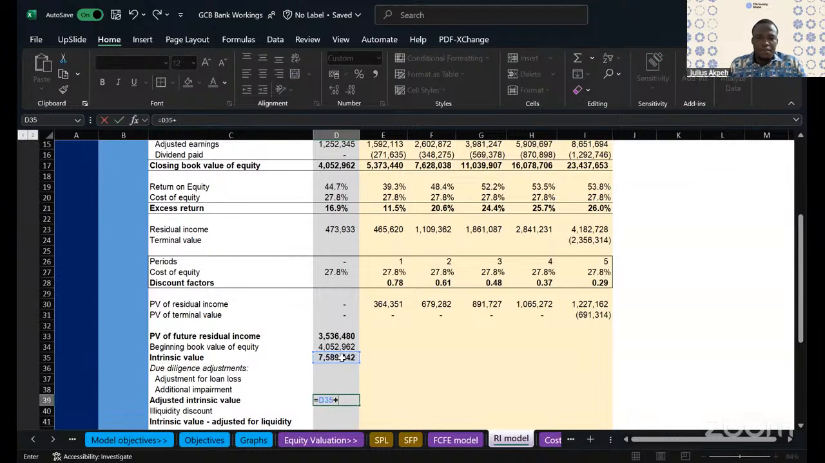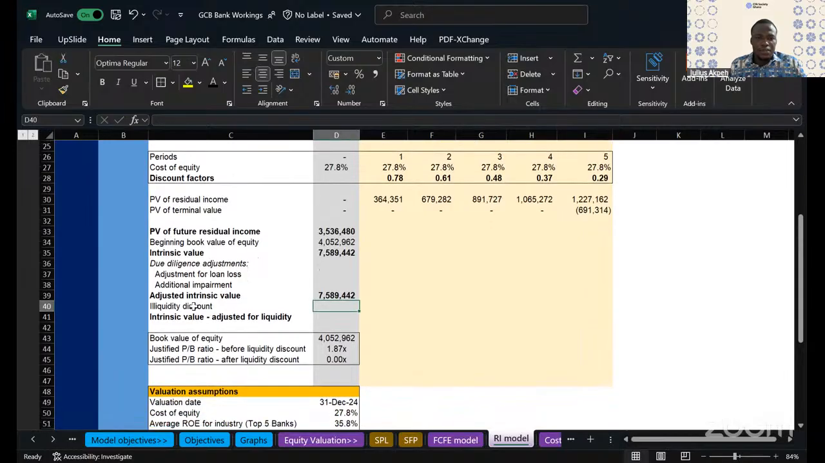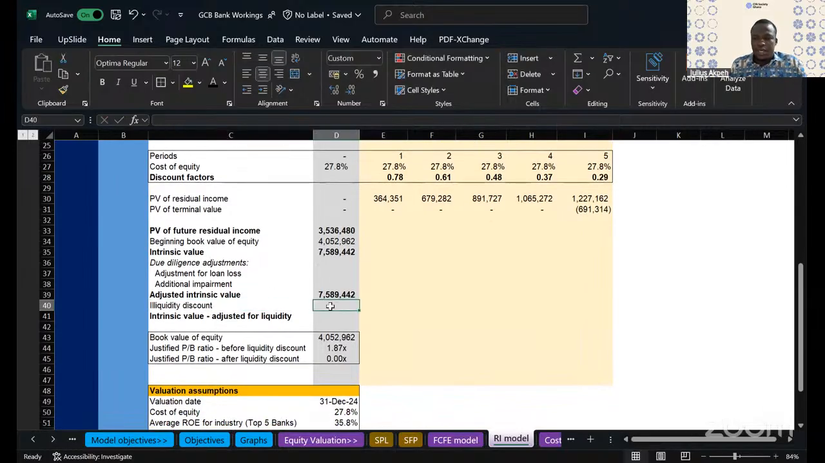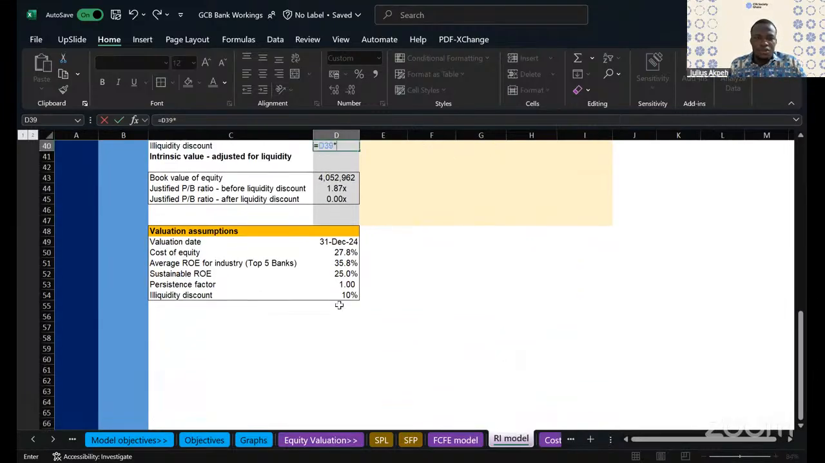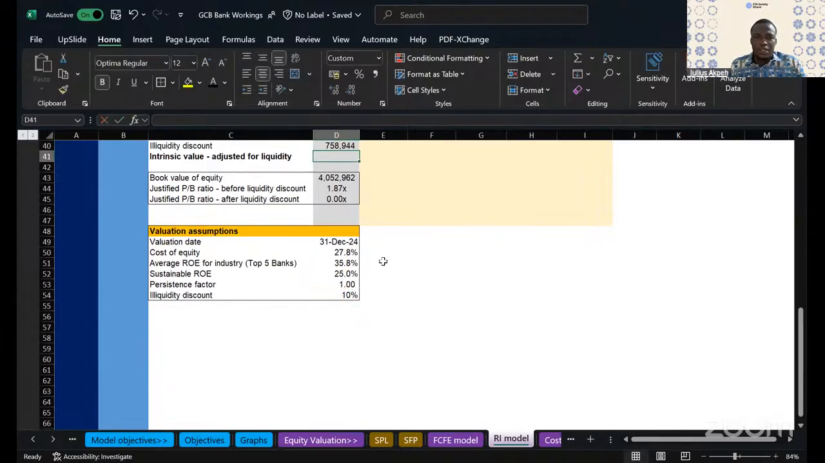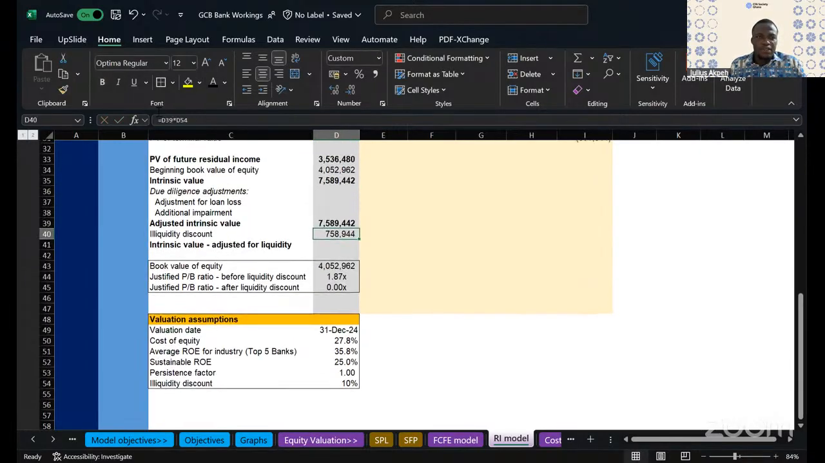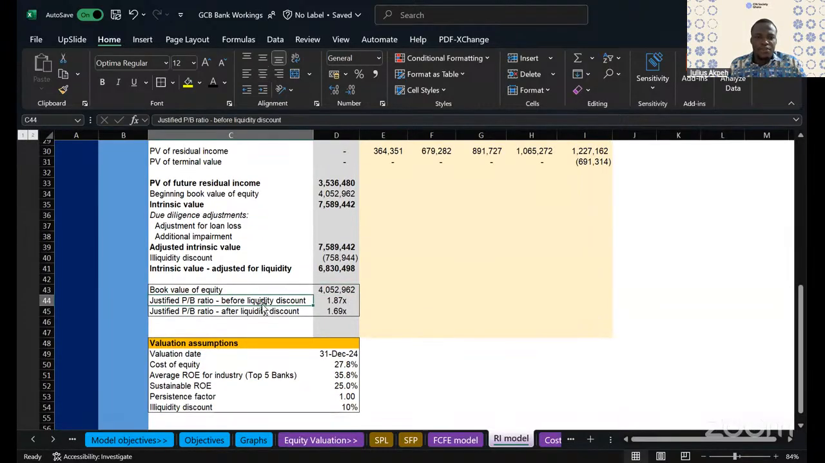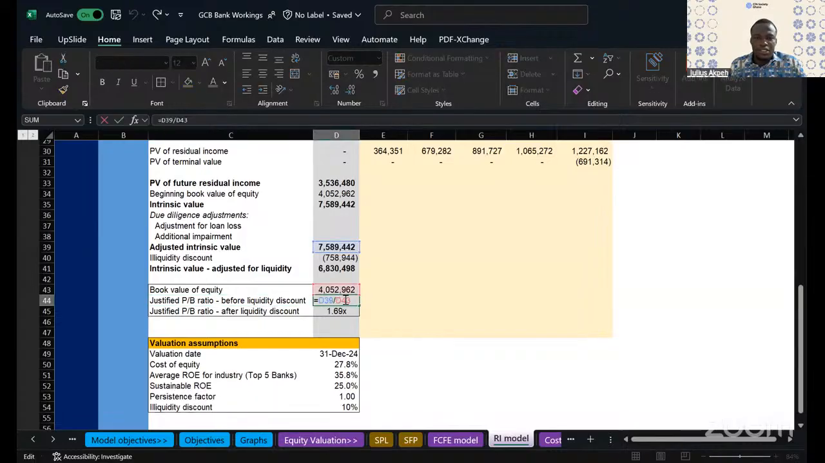This plus the sum of this. And then that gives us the adjusted. Then we have a liquidity discount here, which is the crossover we have here multiplied by an illiquidity discount of 10%. And of course, we put a negative by it. And then we have the adjusted intrinsic value. Of course, book value is still brought here. And so we have justified price to book ratio based before illiquidity discount.